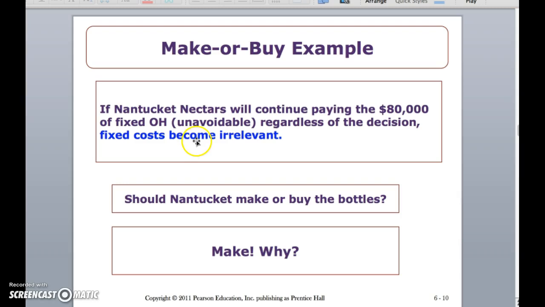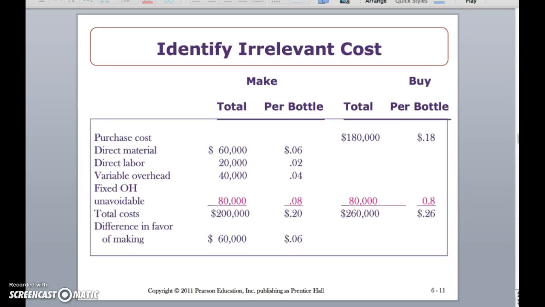that means the fixed cost would become irrelevant. In this case, if the company makes the product, they would pay this $80,000. If it buys from the outside supplier, it will still pay this $80,000. In this case, the company should make the bottles by themselves.